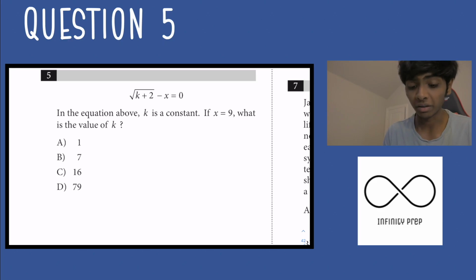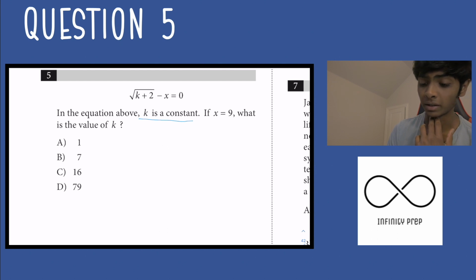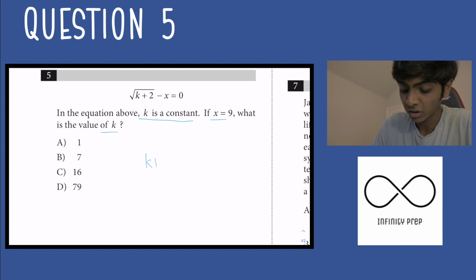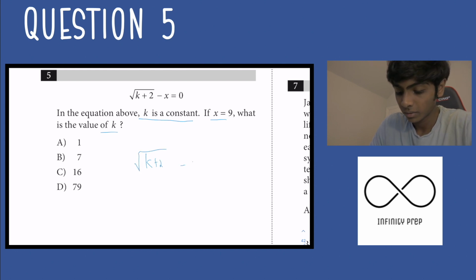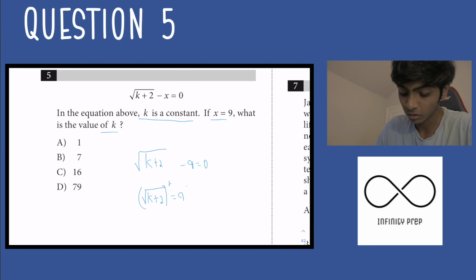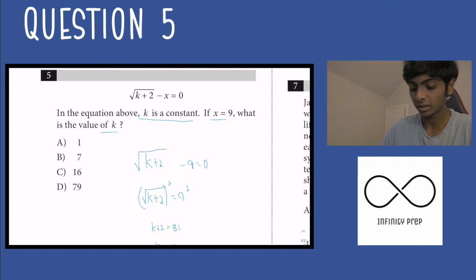Okay, now let's go on to number 5. Number 5 states that in the equation above, k is a constant and x equals 9. And it's asking for the value of k. So we'll first plug in what we know. And we'll rewrite this as the square root of k plus 2 equals 9. Now to get rid of the square root, all we do is we square it. So by squaring both sides, we get k plus 2 equals 81. And by solving for k, we get 79. And that is our answer.